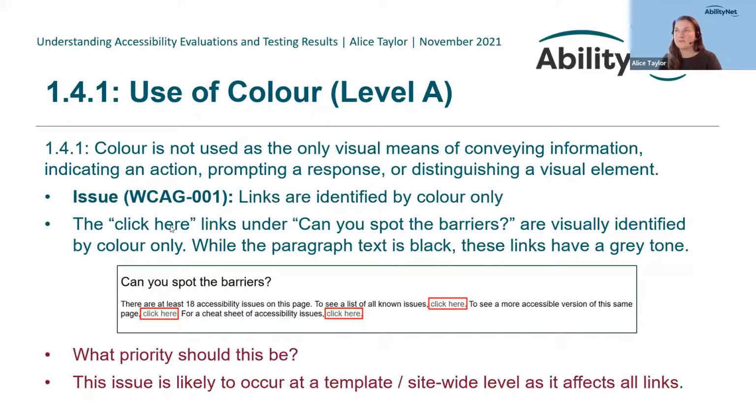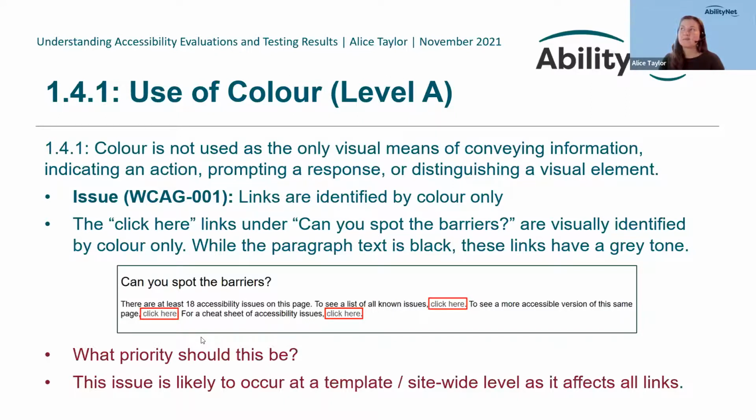So it looks like nearly everyone's answered the poll. I'll end the poll. For this one, 56% of you said you'd make it high priority, 39% of you said medium, and 6% said low. Personally, I think for this one, I'd probably go for medium, as it's not a complete blocker. However, the frequency of the issues may make it a higher priority. So I can see why a lot of you said high when you saw the information that it's likely to occur at a template or site-wide level. So this could be a reason for high priority.